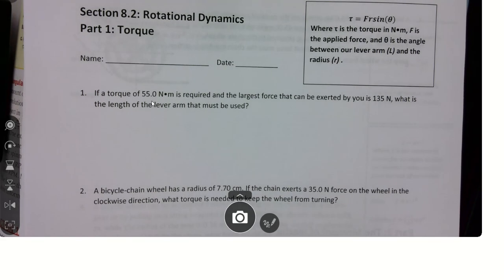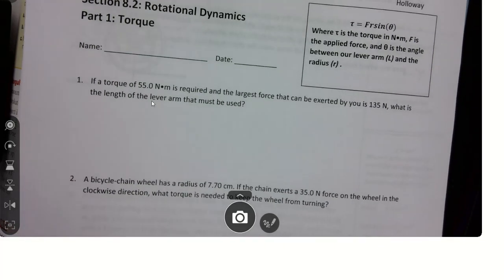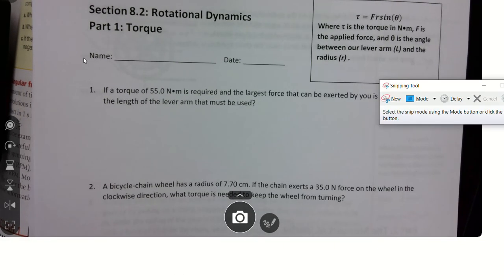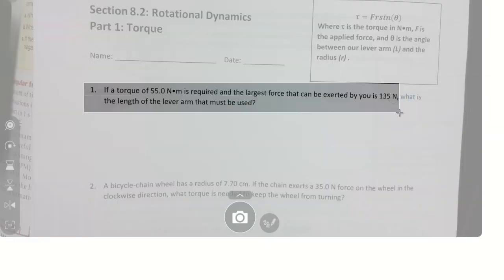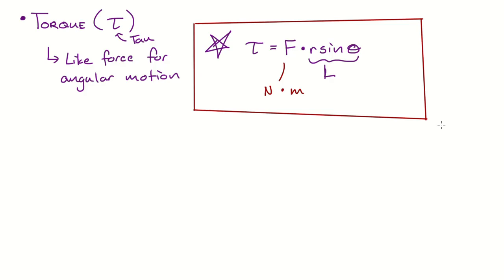We have a torque of 55 Newton meters that's required, and the hardest that I can push is 135 newtons. I want to know how long the lever arm should be to make this work. So if we're just jumping immediately into the math, this problem is hopefully not a stressful one. Every time, we are going to make sure that we list out knowns, unknowns, all that good stuff.